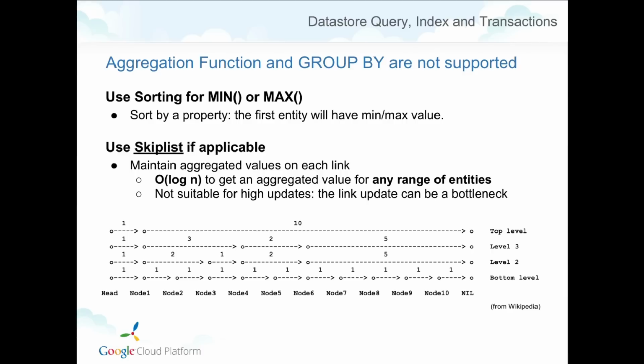For example, how many entities do you have from node 1 to node 6? Using the level 3 express lane, you find 3, and then you add 2, so the answer will be 5. There are 5 nodes between node 1 and node 6.